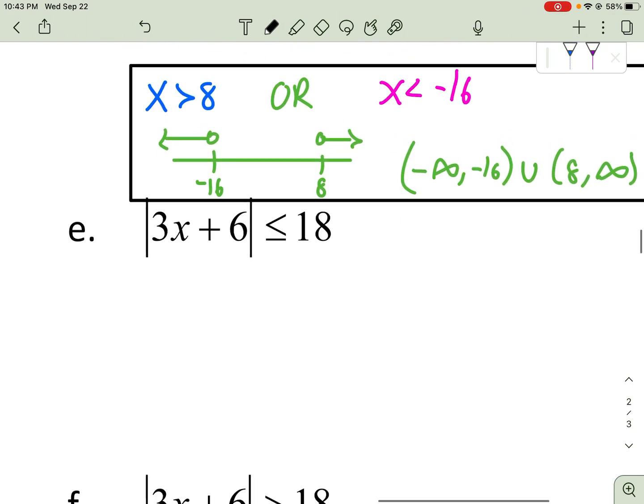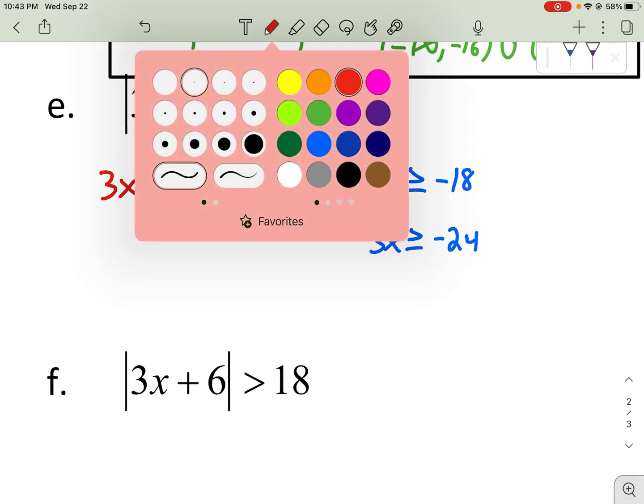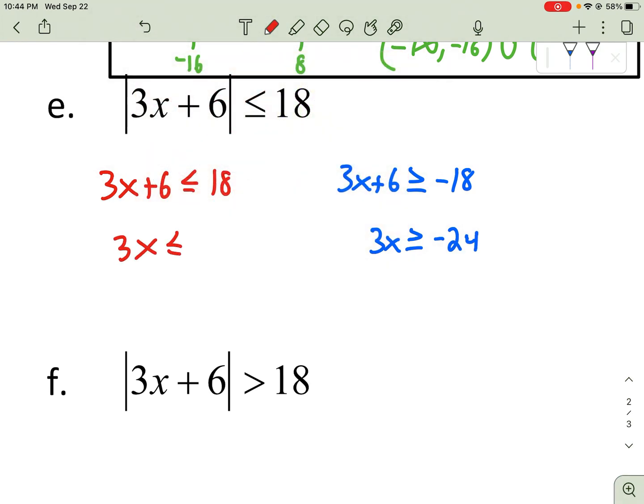Okay. Part E. Same as before, 3x plus 6 is less than or equal to 18. Keep it the same. But then we also have 3x plus 6 is greater than or equal to -18. Now these steps are the same. You're going to subtract 6, get -24. And the red one, we're also going to subtract 6 and get less than or equal to 12. Then you divide by 3, so you get x is less than or equal to 4. Divide by 3 over here, and you get x is greater than or equal to -8.